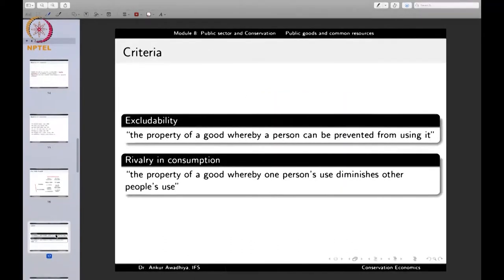Excludability is the property of a good whereby a person can be prevented from using it. So when we say that a good is excludable, it means that one person can say, no, you cannot use this good. This good is mine or this good is ours, and we will not permit you to use it. So a person can be excluded from using it. A very good example is your home. If an outsider whom you do not know wants to enter your home, you will just say, no, we are not going to permit you inside. So your house is an excludable good. You can exclude people from getting inside.